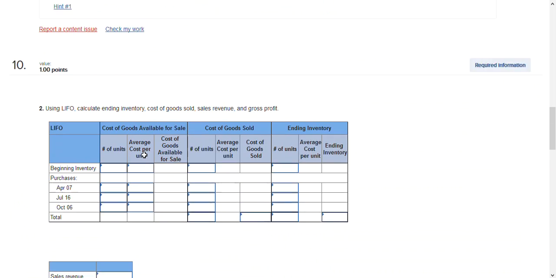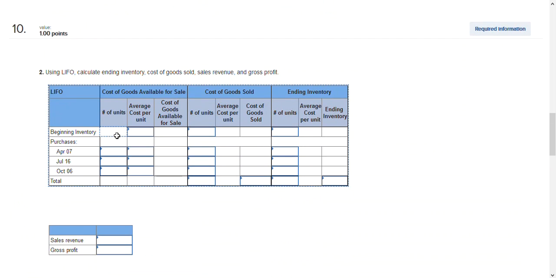And let's see. So I kind of cheated and took a picture of the first one so I could just type it in. So we've got 54 units, 134, 204, and 114. So we should have a total of 506 units available. Paid 46 for those, 48 for the next layer, and 51 and 52. So you should notice that all of this stuff is the same as the FIFO.